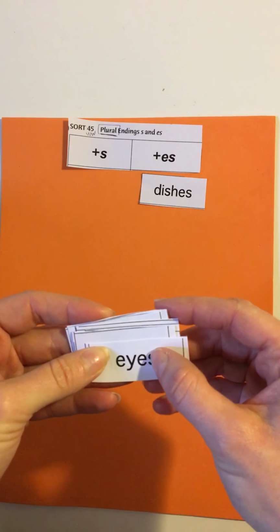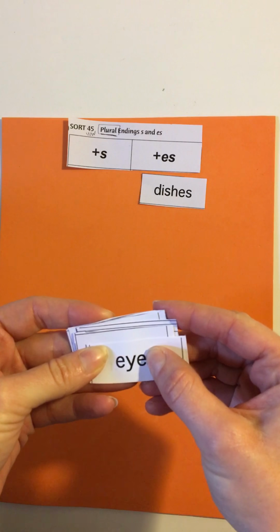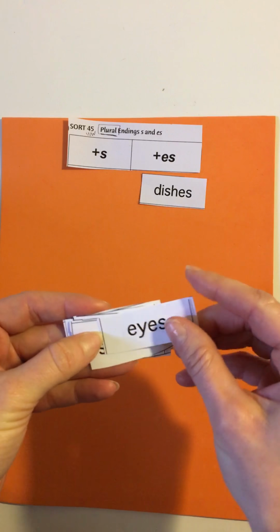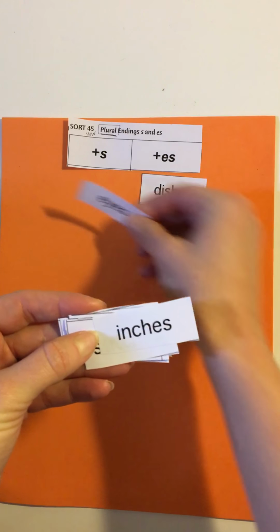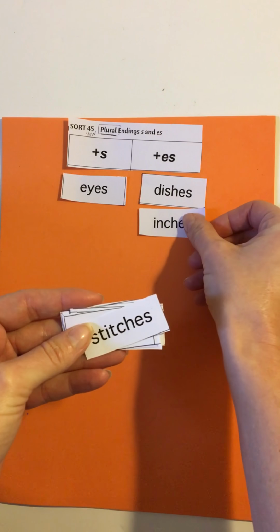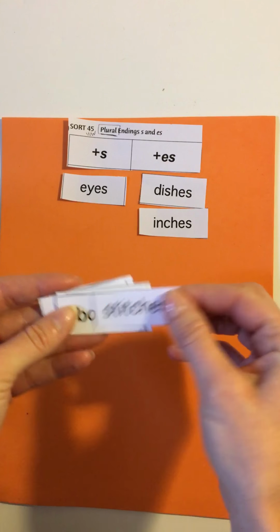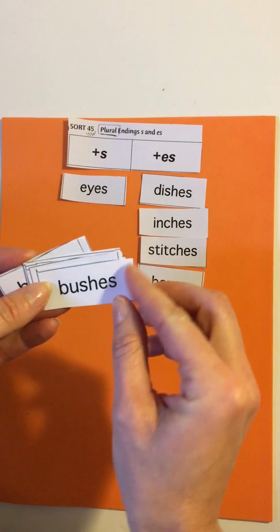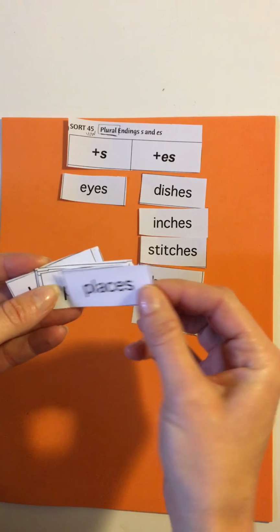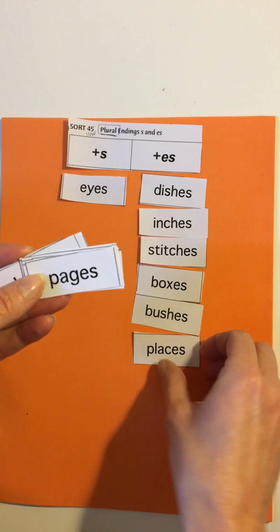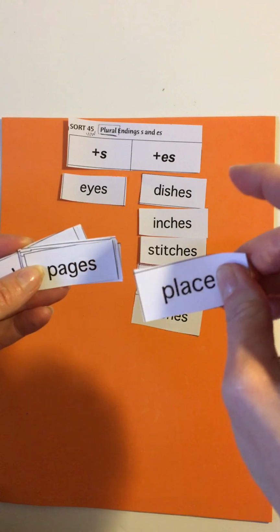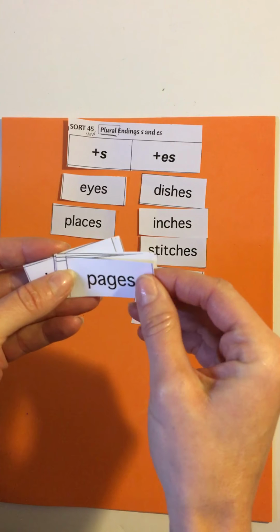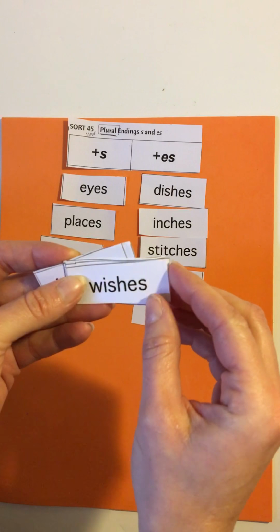In this word, you might think it's ES, but the base word is eye, and that has an E. It's really just adding an S. Inches. I'm simply going to sort these out by whether they have ES at the end or just S. This one is a silent E word, so you're just adding S. Same thing here, just adding S. Wishes.